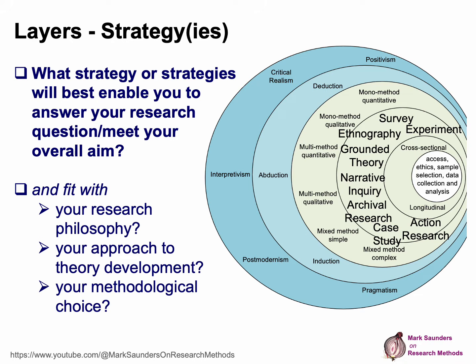So just to give an example, a survey research strategy is likely to be linked to a mono method quantitative methodological choice. It's likely to use a deductive approach to theory development and is probably going to be related to positivism.